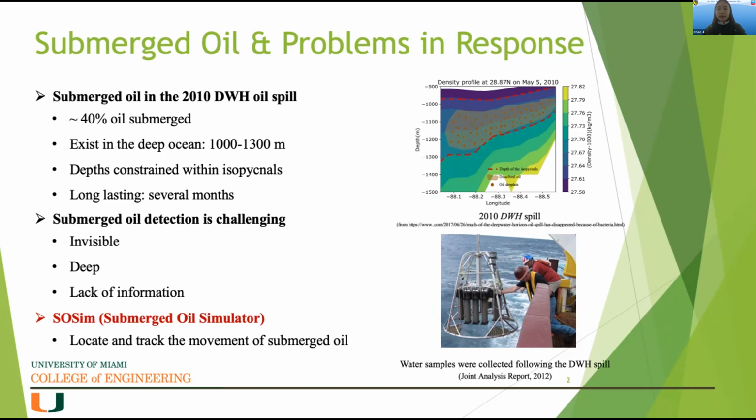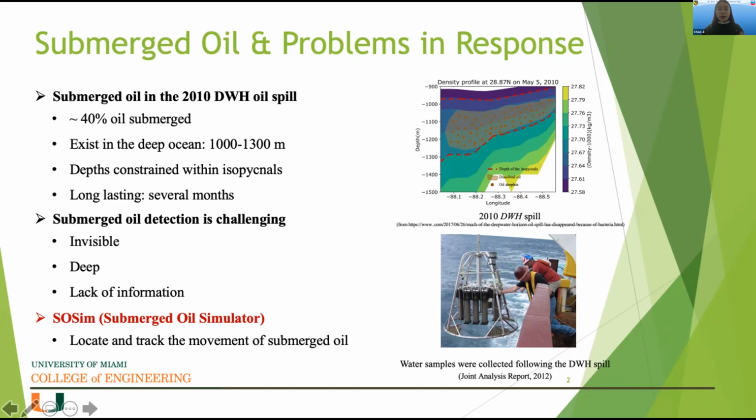Locating the distribution and tracking the submerged oil in the deep ocean is very challenging because of the invisible and deep features of submerged oil, and also because of the lack of information on where to find the oil. The submerged oil can only be detected by sensors deployed in the deep ocean or by collecting water samples. The figure here shows the collection of water samples during the Deepwater Horizon response period. This kind of operation takes around 2 to 3 hours, so only a little data can be collected this way. Without information on where to find oil, the efficiency was very low.